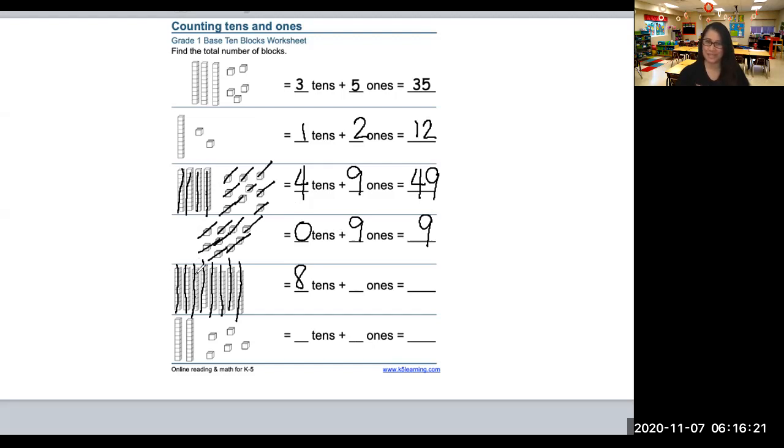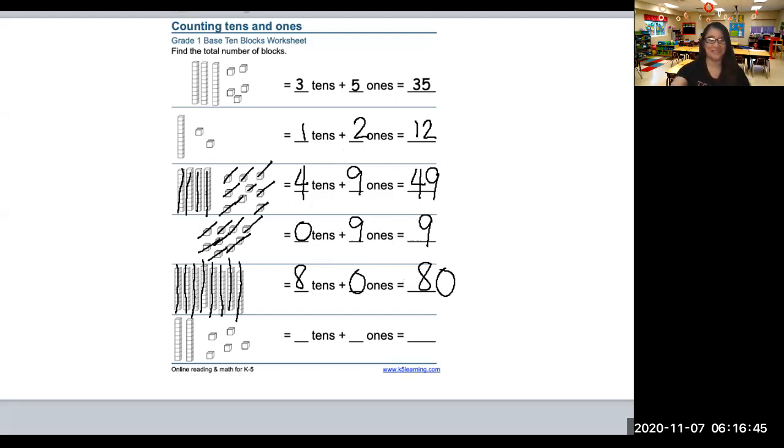Do you see any ones? No, I don't. So you put the number 0. Now, remember, if there is a 0 in the ones, you also include that when you put them together. So 8 groups of tens plus 0 ones. Don't forget that 0. You get the number 80.